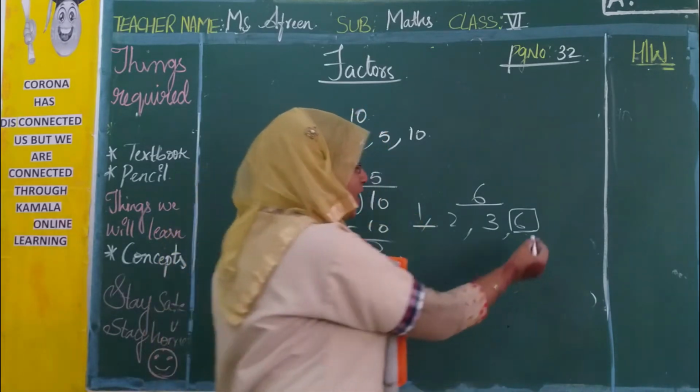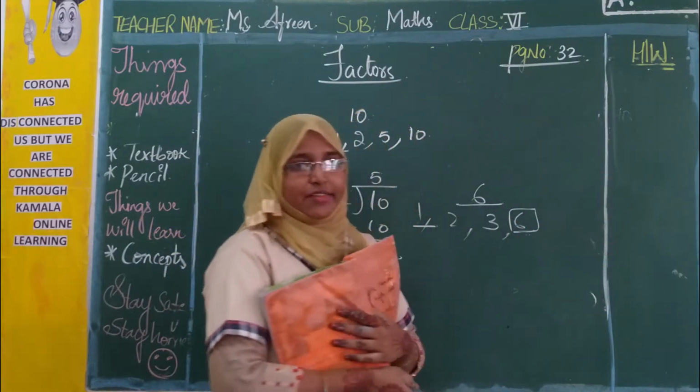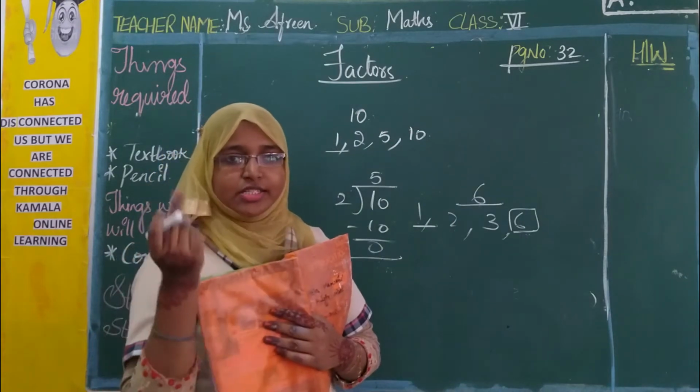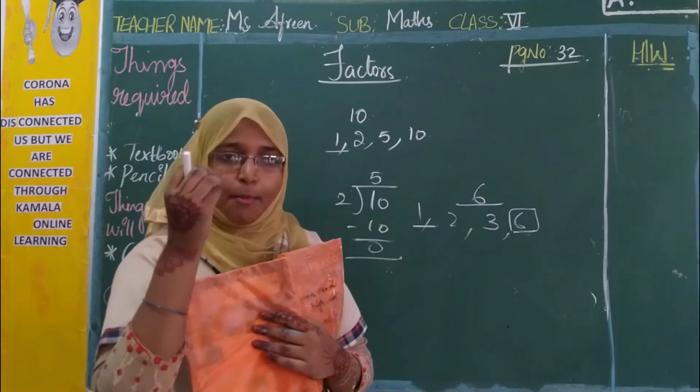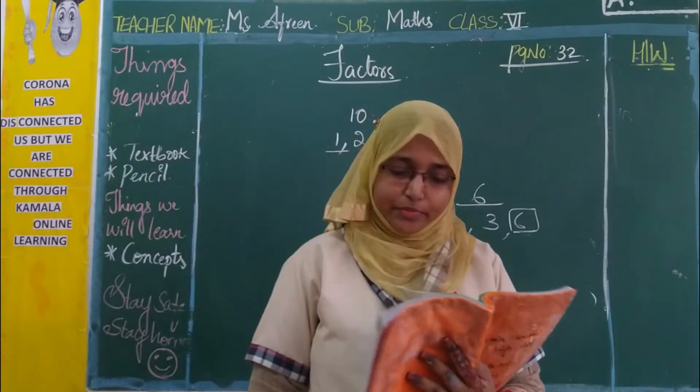Above 6, we will not get 6 again in any other table, like the 7 table: 7 1s are 7, 8 1s are 8. We will not get 6 in any other table. So that number itself is the highest number, the greatest number.